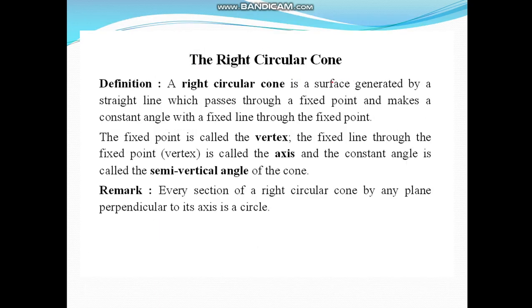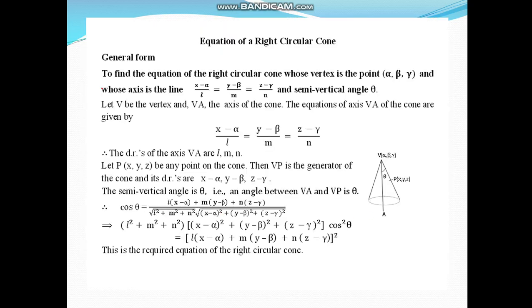The right circular cone. The right circular cone is again a surface generated by a straight line which passes through a fixed point and makes a constant angle with a fixed line through the fixed point. The fixed point is called vertex. Fixed line through the fixed point is called axis, and the constant angle is called semi-vertical angle of the cone. Definitely every section of right circular cone by any plane perpendicular to its axis will be a circle. Now we have to see equation of right circular cone.